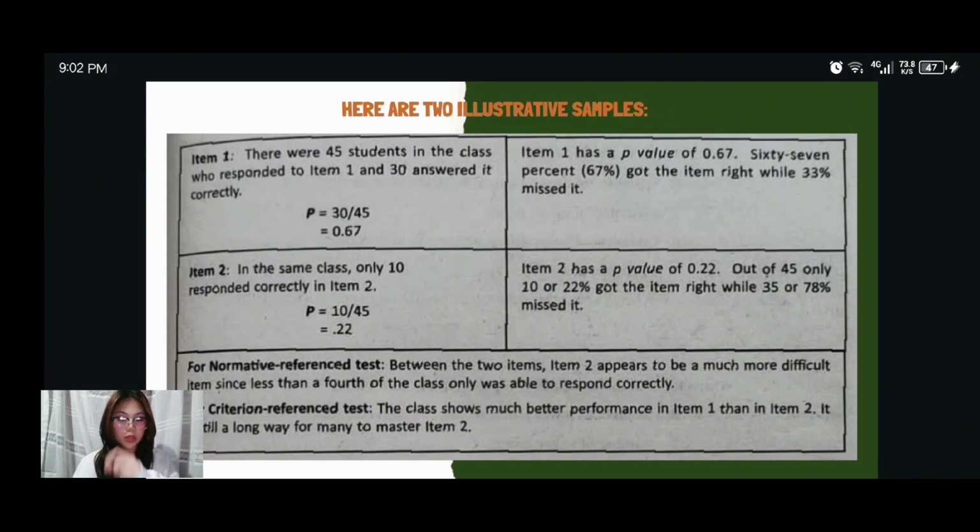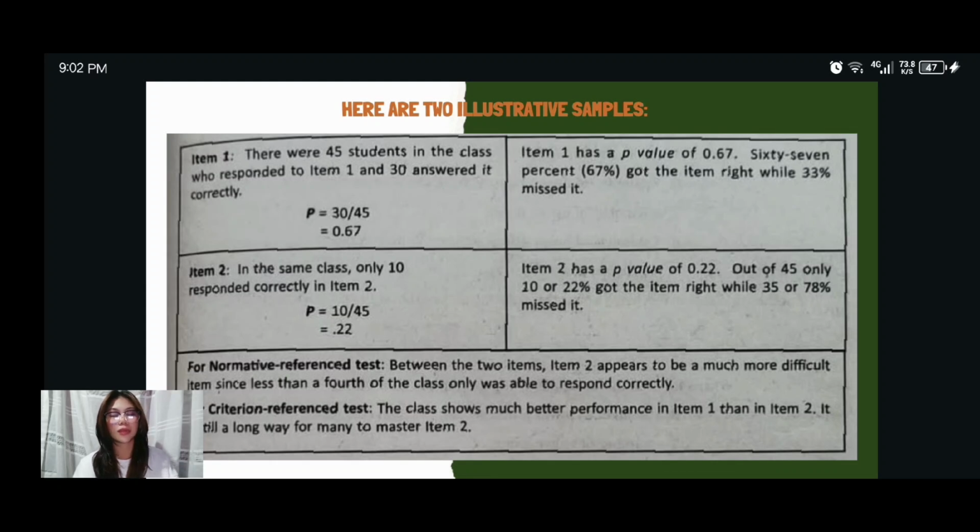For item 2, the scenario is that in the same class, only 10 students answered item 2 correctly. So in the calculation, the p-value equals 10 over 45, which is 0.22. From this, the interpretation of item 2 is that with a p-value of 0.22, only 22% of the students got the item right, while 78% missed it.